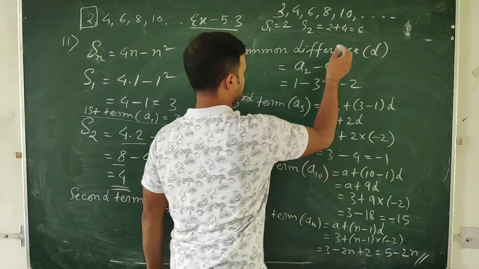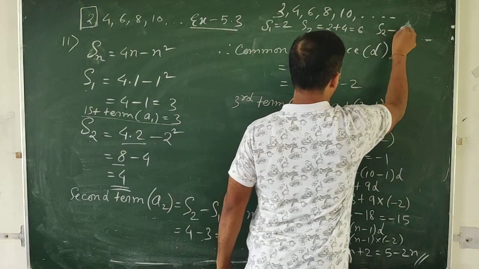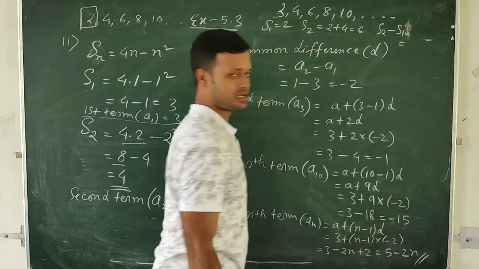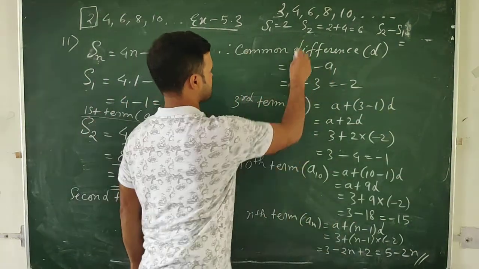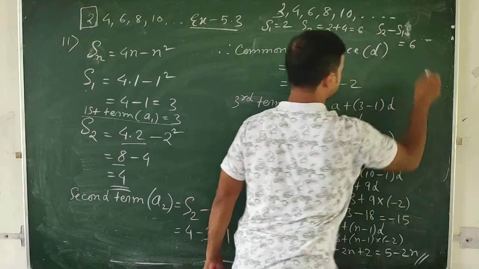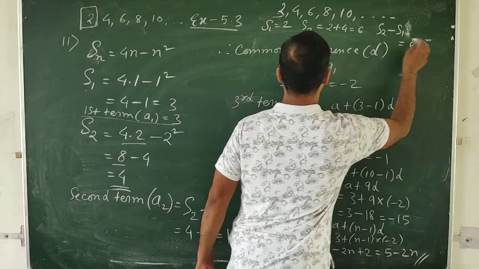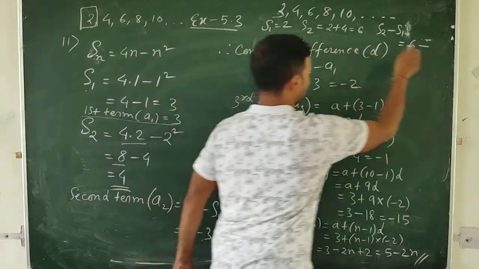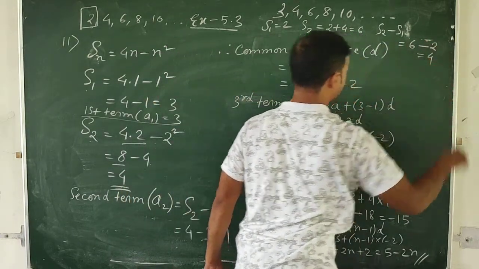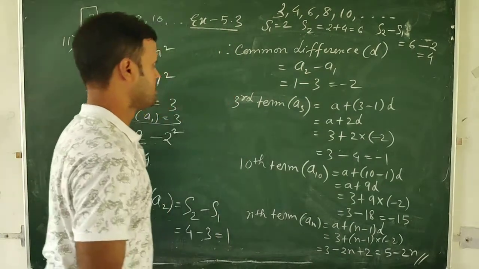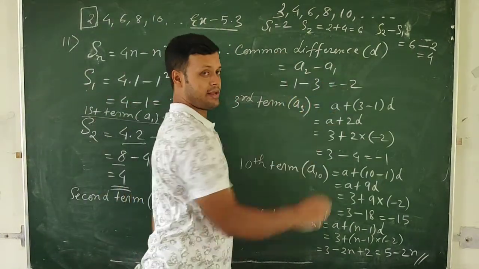6. Now if I do S2 minus S1, what will be the answer, students? S2 minus S1 will be what? S2 is how much? 6, isn't it? S2 is 6 and S1, what is the value of S1? 2. So 6 minus 2 is how much? 4, isn't it? So now you see, S2 minus S1 I did.